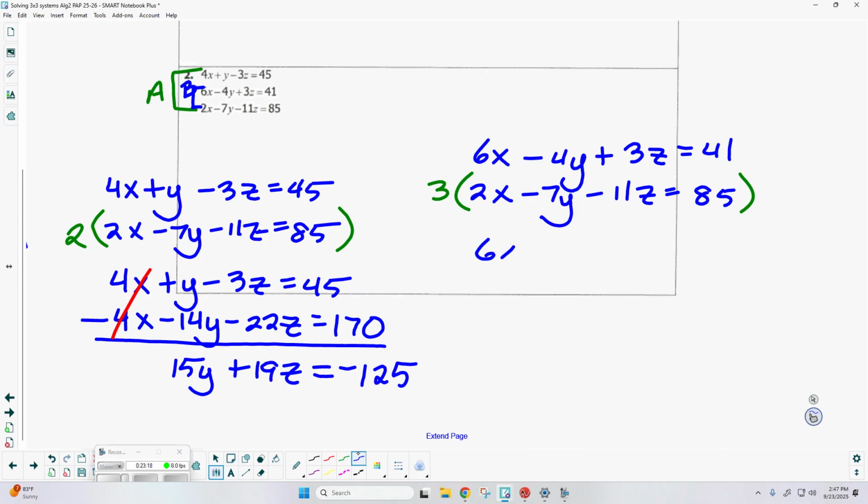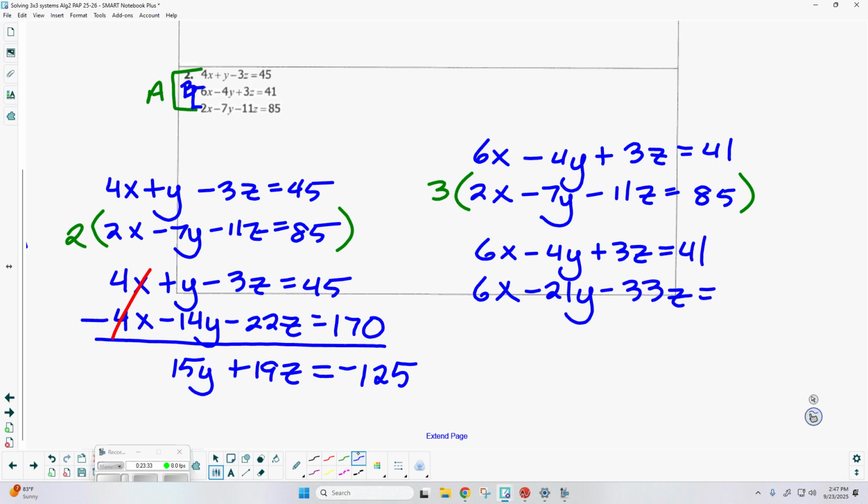Okay, dokie. So we got 6x minus 4y plus 3z is equal to 41. So that's going to be 6x minus 21y minus 33z is equal to, what would that be, 255? 255. Everybody okay with what I've got? Okay. So now let's subtract. We have the same coefficient. So let's see here. I need a negative 4y plus 21y. Positive what? 17. So 17y.